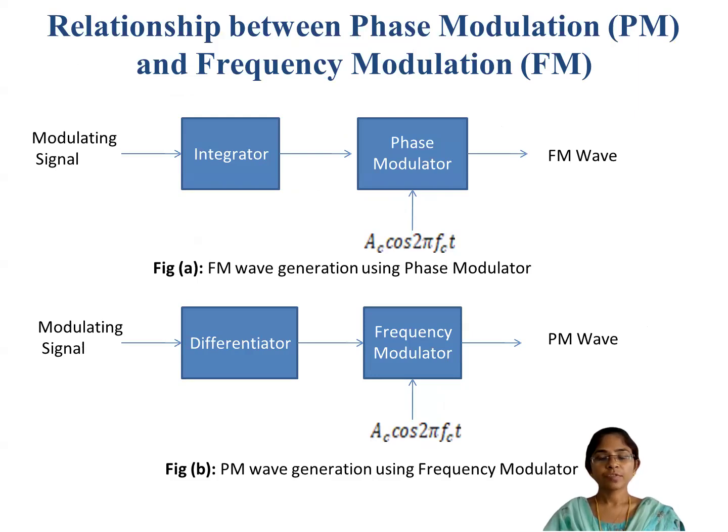So we can generate FM wave using a phase modulator. The first block is the integrator. The integrated signal is given to the phase modulator. Another input to the phase modulator is the carrier signal. From the output of the phase modulator, we'll get the FM wave. Similarly, we can generate a PM waveform using a frequency modulator. The modulating signal here is given to the differentiator. After that, it is given to the frequency modulator. The other input to the frequency modulator is the carrier signal, which is AC cos 2 pi FC.